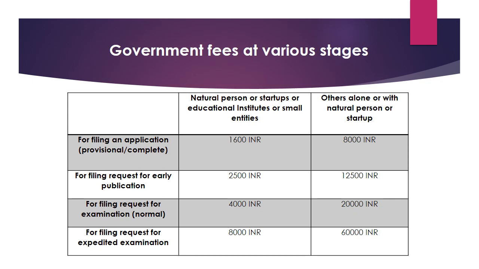So the government fees involved is 8000 plus 12000, sorry. So if you are going with the expedited examination process plus early publication, then the total comes to be 12100 rupees, something like that. And if you are going with the normal examination, then it comes to 8100 rupees.